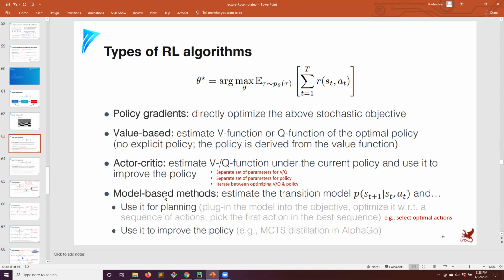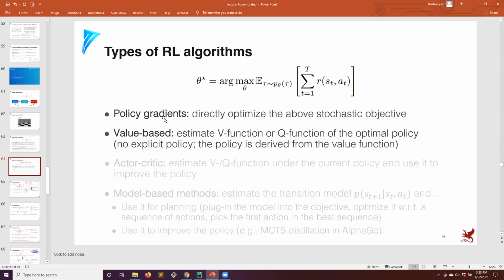And then we also have these model-based methods. This part is actually not really in scope. What we're really going to focus on in this lecture is the first two, the policy gradients and the value-based methods. But this is just to tell you that there are other methods as well. For example, in this one, we estimate the transition dynamics for the model and use it for planning, such as selecting optimal actions or using it to further improve the policy. Okay, so again, this is the main focus for today's lecture.